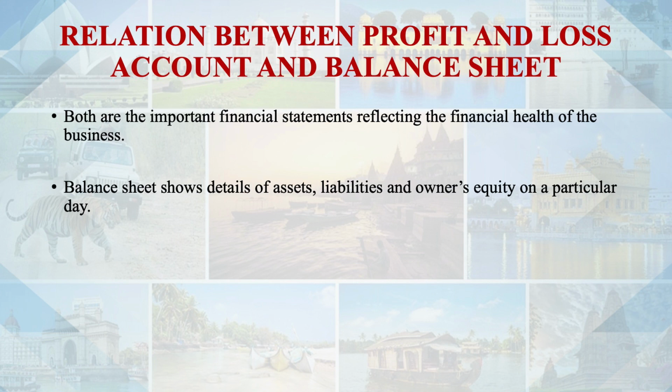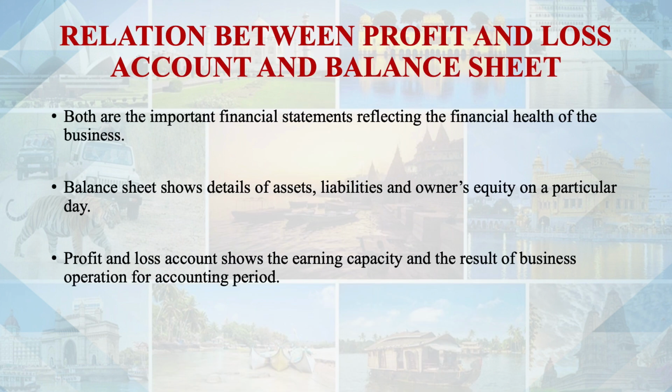The balance sheet shows the details of assets, liabilities and the owner's equity on a particular day. Listen to this again: it shows the details of assets and liabilities. I think we are very well versed with what an asset is: something which is owned by the business. A liability is what the business owes to others. And then we have owner's equity, that is the capital, anything which is a part of the capital of the businessman or the owners.